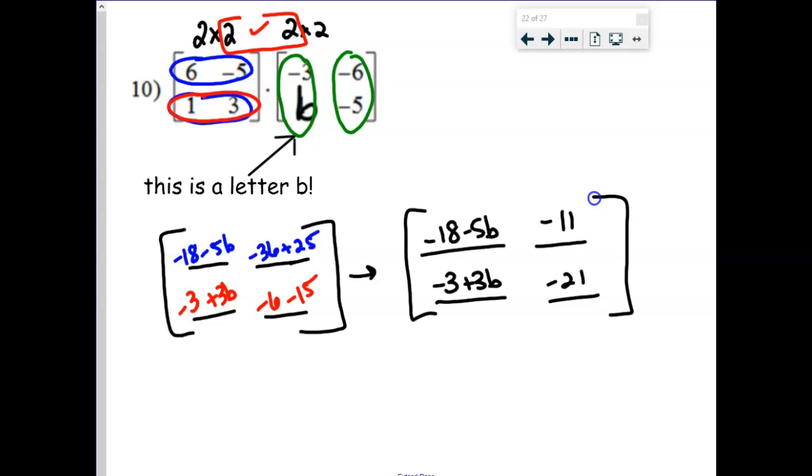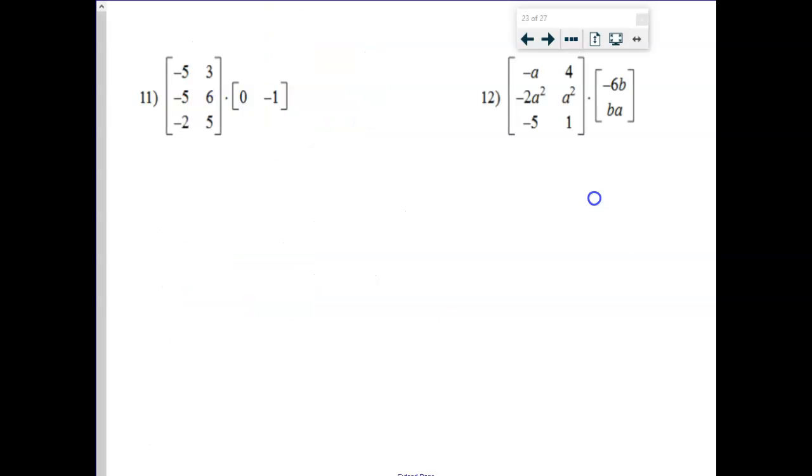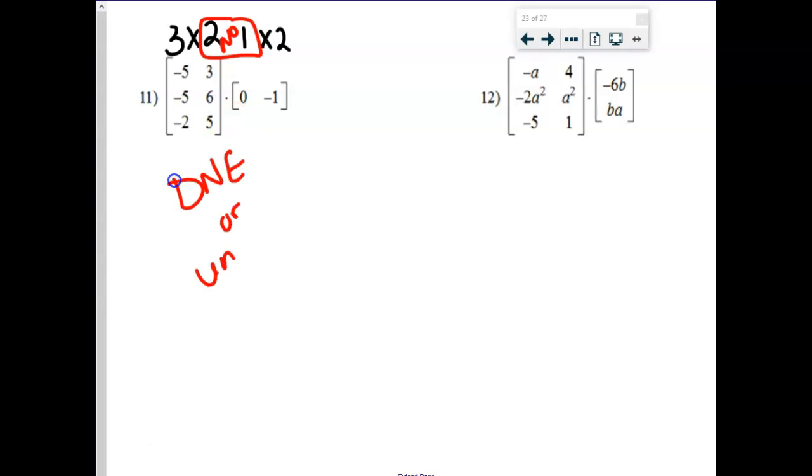All right, flip around. Check your dimensions before you get going. This is a 3 by 2. And this is a 1 by 2. No. So, if I check the inner dimensions, you guys keep telling me no. What you really should write down is either does not exist, or you can say this matrix would be undefined.